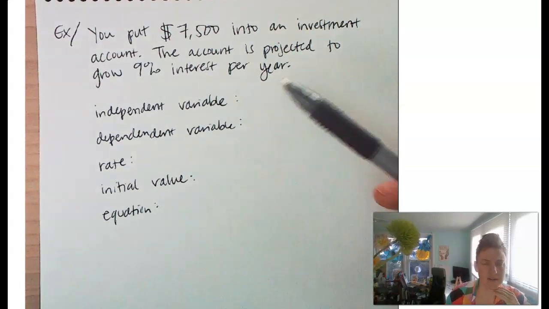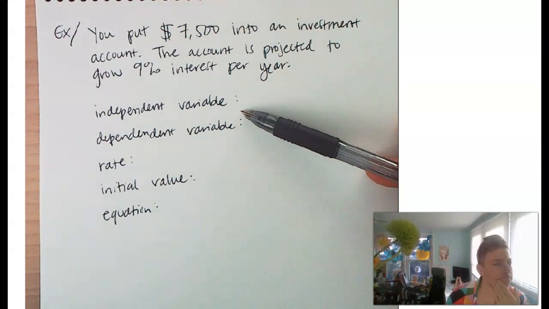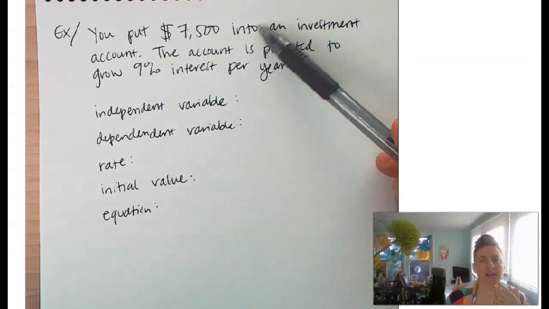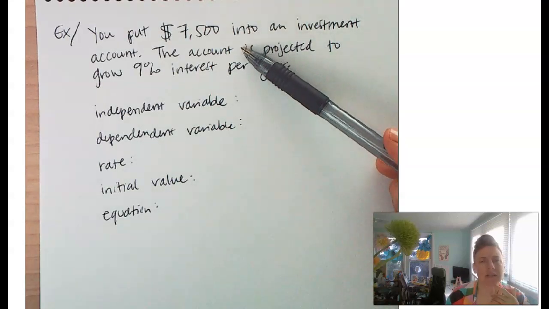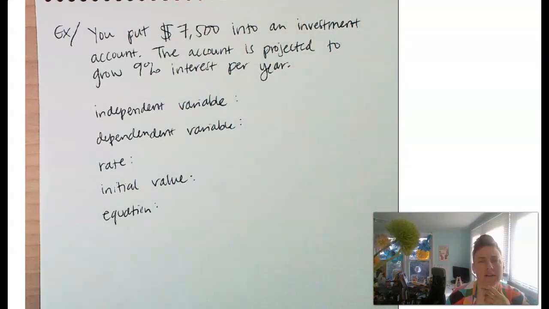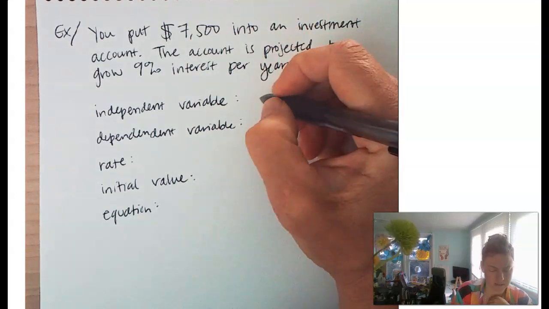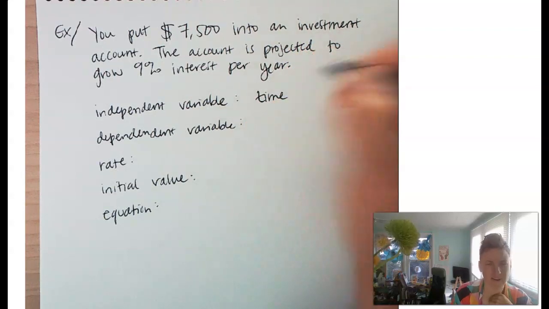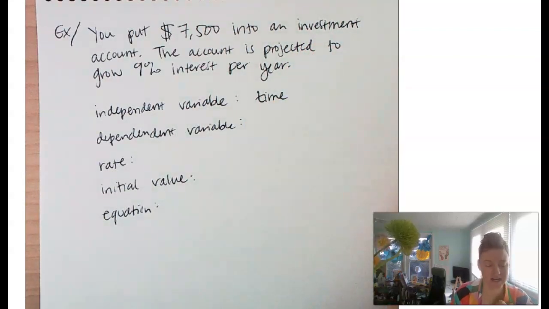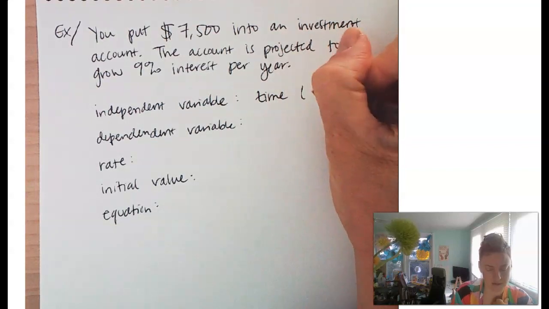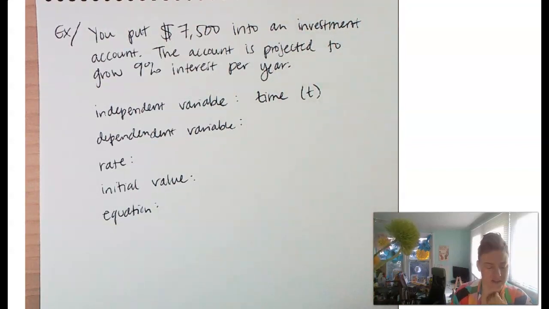What is our independent variable? We're putting money into an account and getting interest per year. The independent variable here is going to be time. Right? Time depends on nobody. Time is very often our independent variable. And let's use T for that.